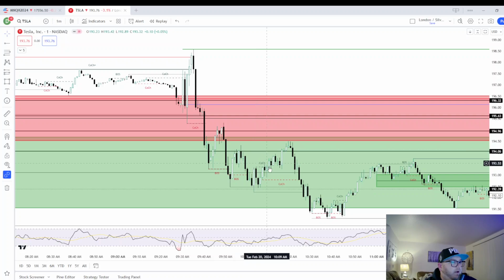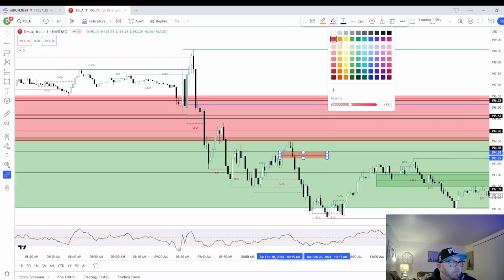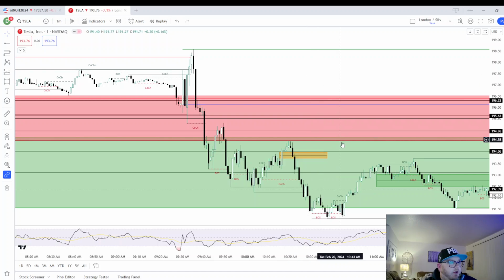Then as we pull back up, we do have an inverted fair value gap right here that you could have traded. Inverted fair value gap in orange, right? We had the fair value gap. We immediately inverted it. We popped back up to it, right? You could have taken your short entry with the stop above the old high, right?